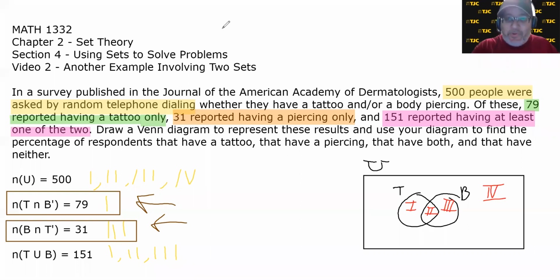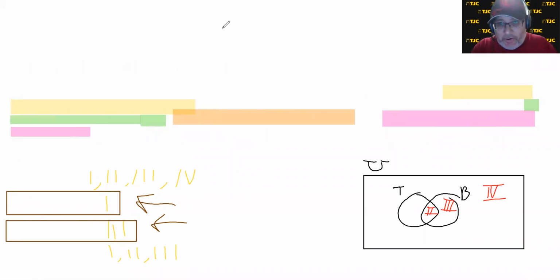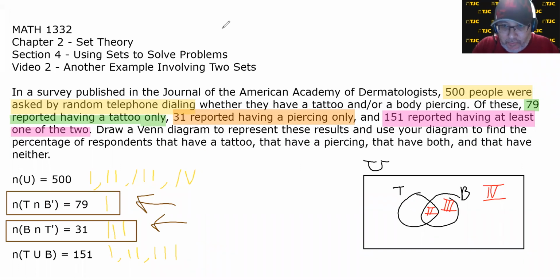So I think we can do all this on one page. I am going to try to erase the region numbers without getting rid of the text like you just saw. It's not impossible, it just takes a little bit of finesse. There we go. All right, so we're going to start by writing the cardinalities that represent a single region. Specifically, region 1 has a cardinality of 79. Here's the 79 people that have a tattoo but not a piercing. And there's 31 people that have a piercing, body piercing, but not a tattoo.